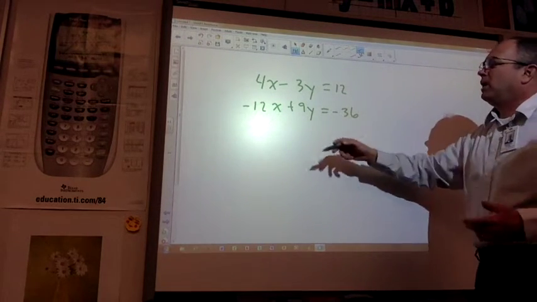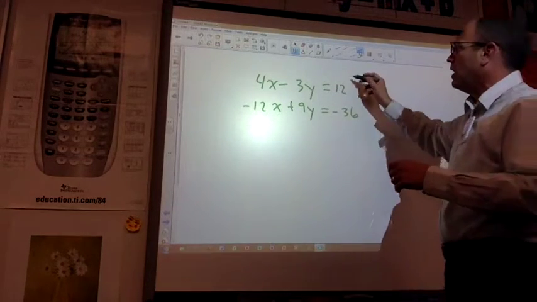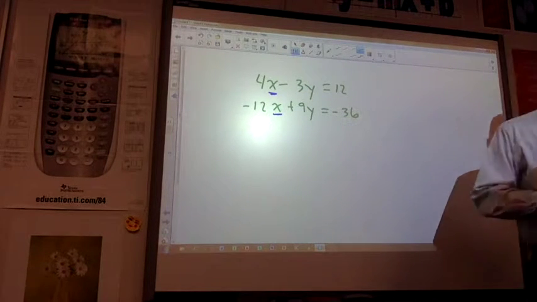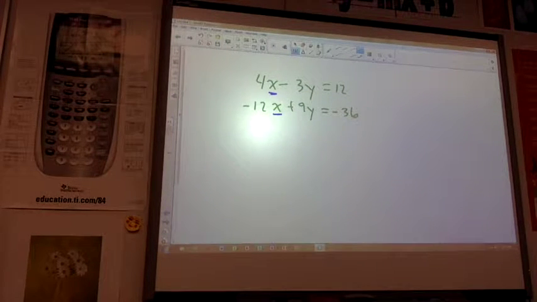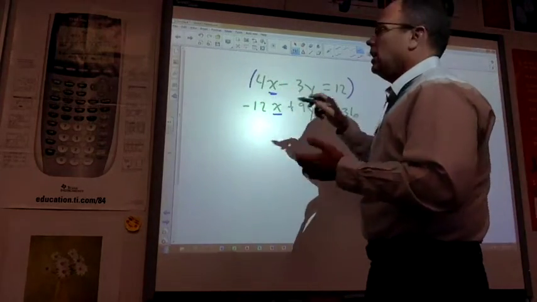So we need to pick. Do we want to get rid of the x's or do we want to get rid of the y's? It doesn't really matter which one. So I'm going to choose to get rid of our x's. Do I need to multiply both equations by a number? One of the equations. If I don't multiply one of the equations by a number and I add them together, neither of the letters falls out.